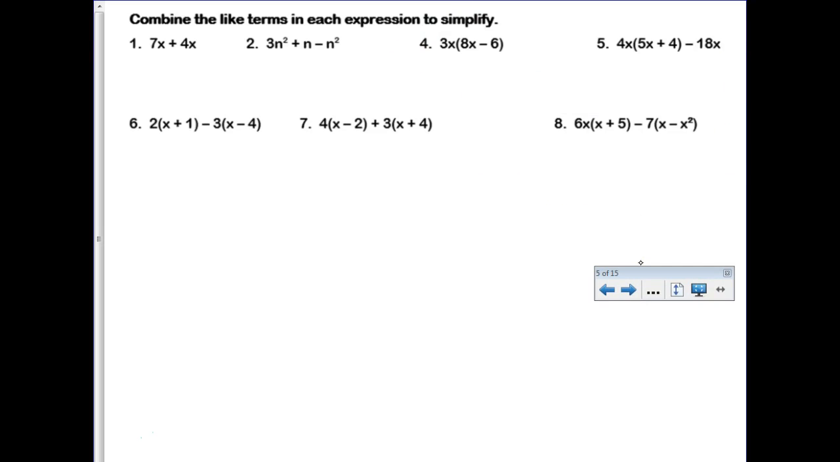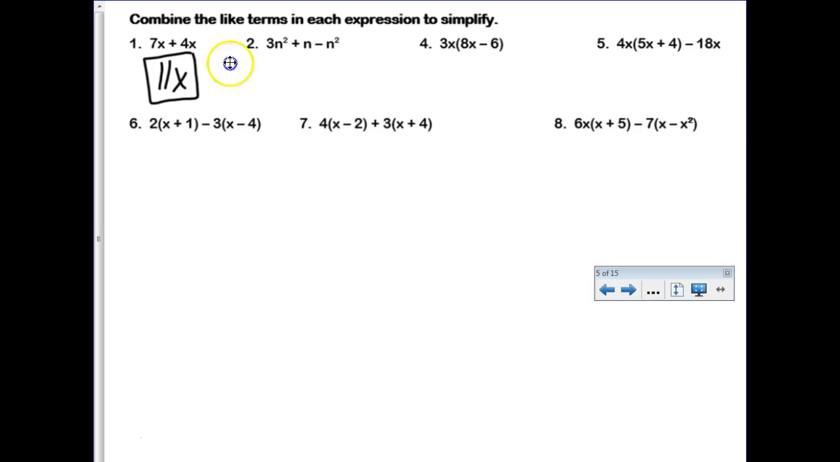Alrighty, this is the end, so we'll keep going here. We're going to combine like terms. So 7x plus 4x is 11x. Notice I didn't say x squared. We're not multiplying them, we're just adding them together.